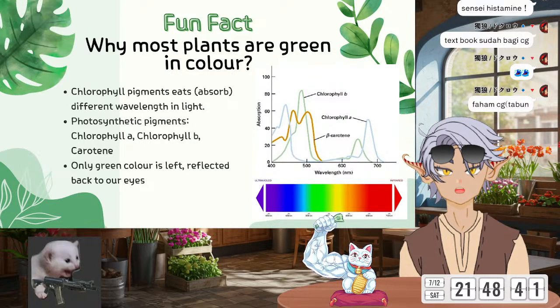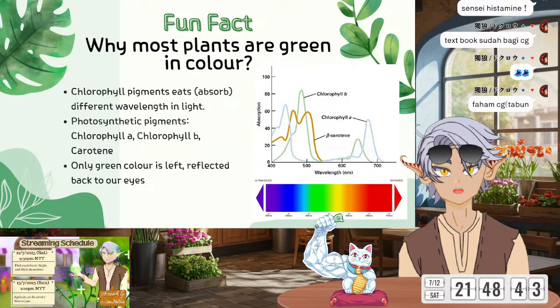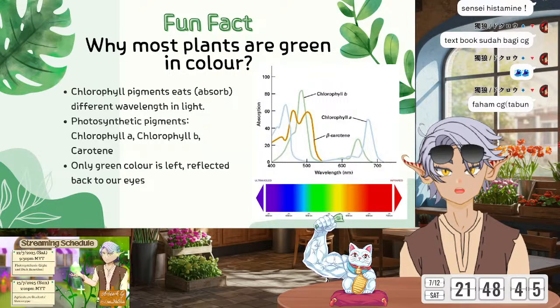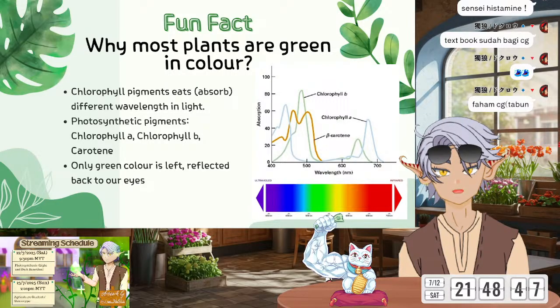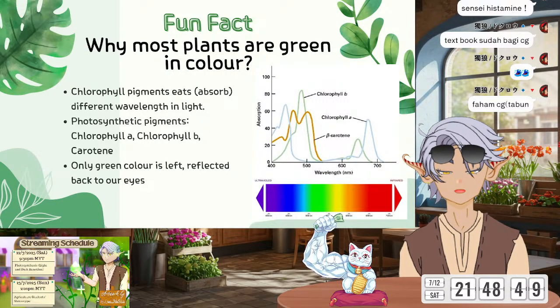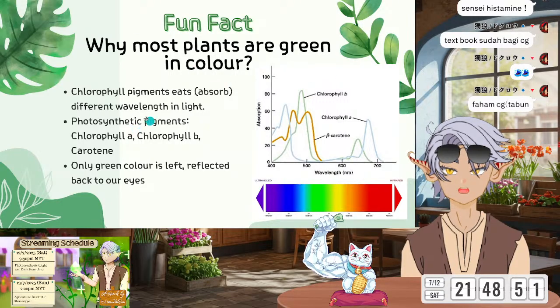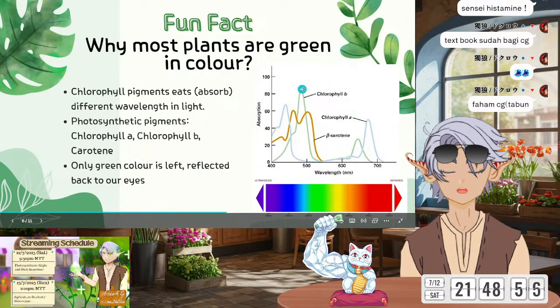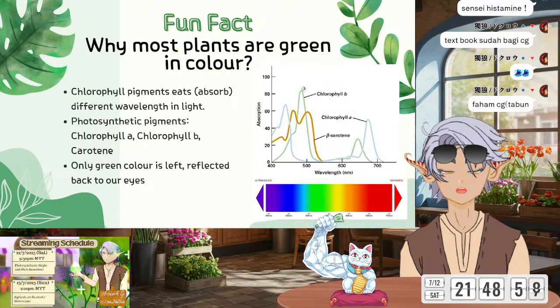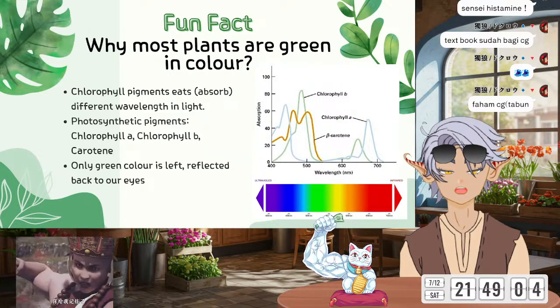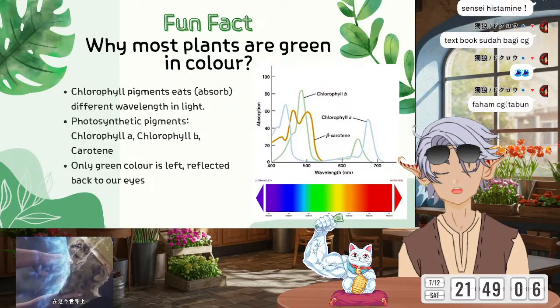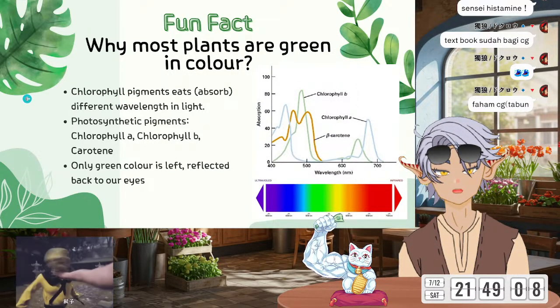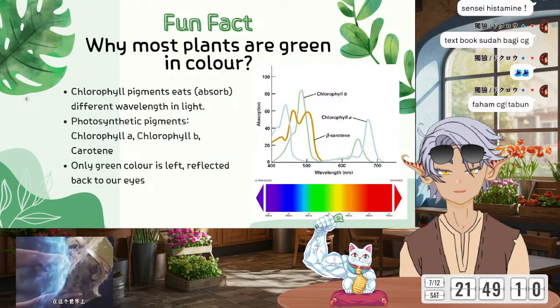So as we know, chlorophyll is a pigment, a pigment that absorbs different wavelengths in light. Okay, new word, wavelength in light. So let me read this. As a lecturer, we need to read the slide and ask students to study themselves. For me, I don't ask my viewers to study themselves, but I still explain.